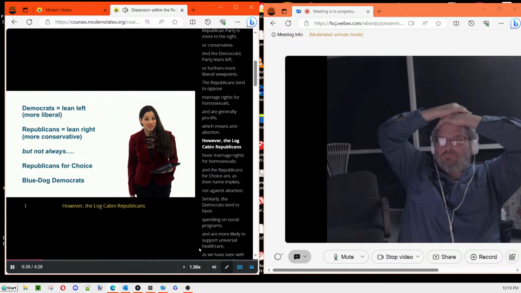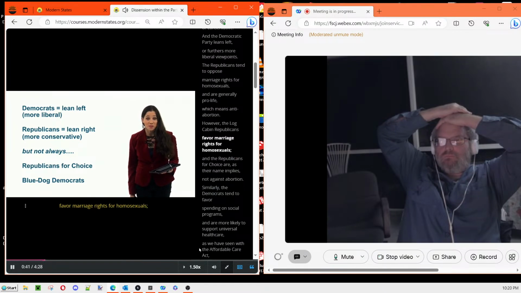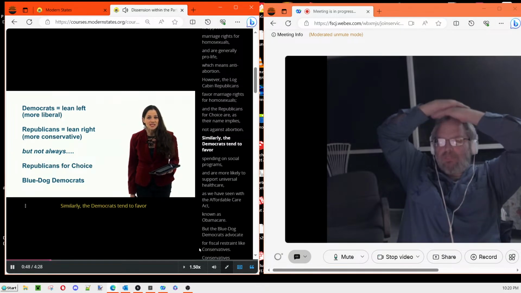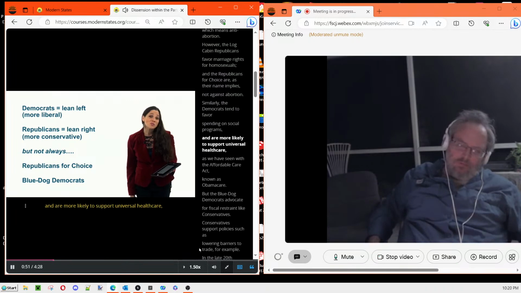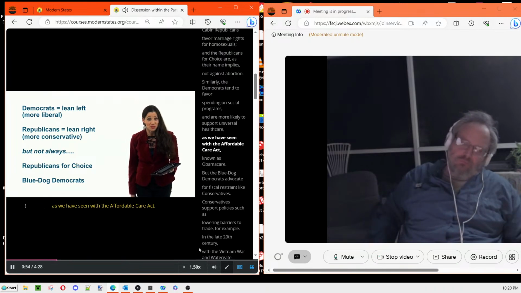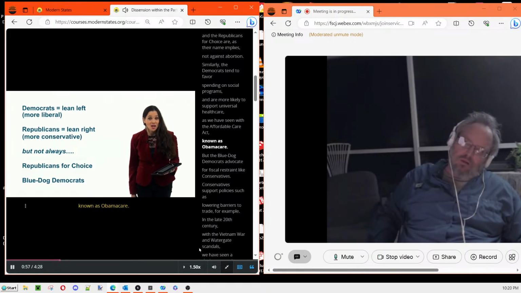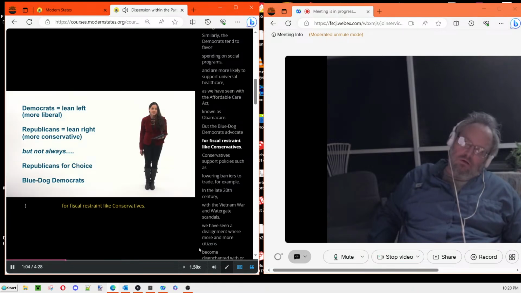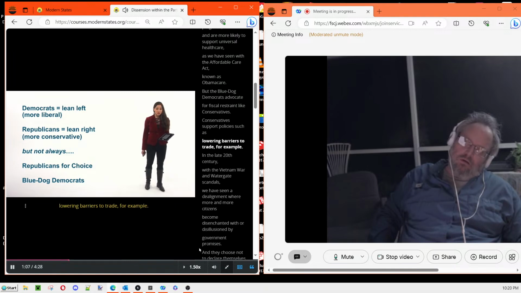However, the Log Cabin Republicans favor marriage rights for homosexuals, and the Republicans for Choice are, as their name implies, not against abortion. Similarly, the Democrats tend to favor spending on social programs and are more likely to support universal health care, as we have seen with the Affordable Care Act, known as Obamacare. But the Blue Dog Democrats advocate for fiscal restraint, like conservatives. Conservatives support policies such as lowering barriers to trade, for example.